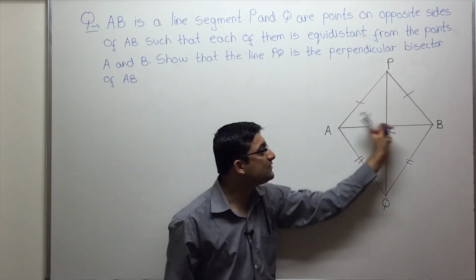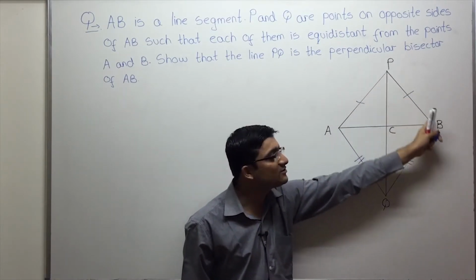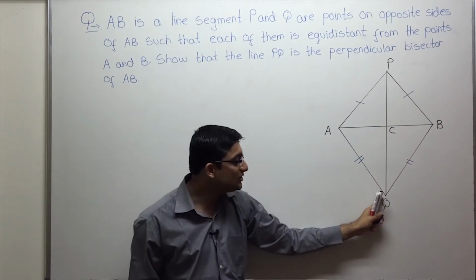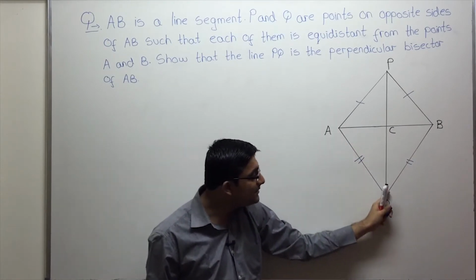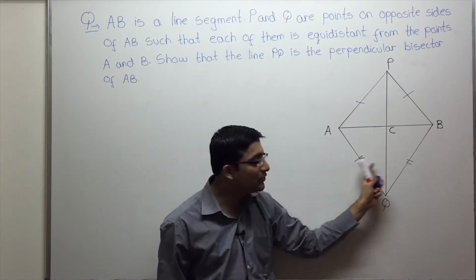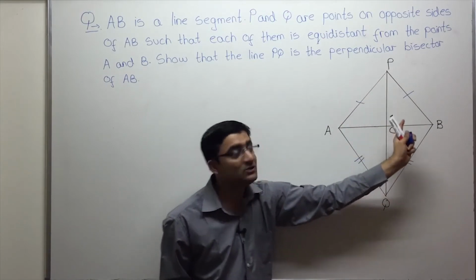So P is equidistant from A and B. That means the distance of P from A is the same as the distance of P from B. Similarly, Q is equidistant from A and B. So the distance of Q from A is the same as the distance of Q from B. So Q is equidistant from A and B, meaning QA is equal to QB, and P is equidistant from A and B, meaning PA is equal to PB.